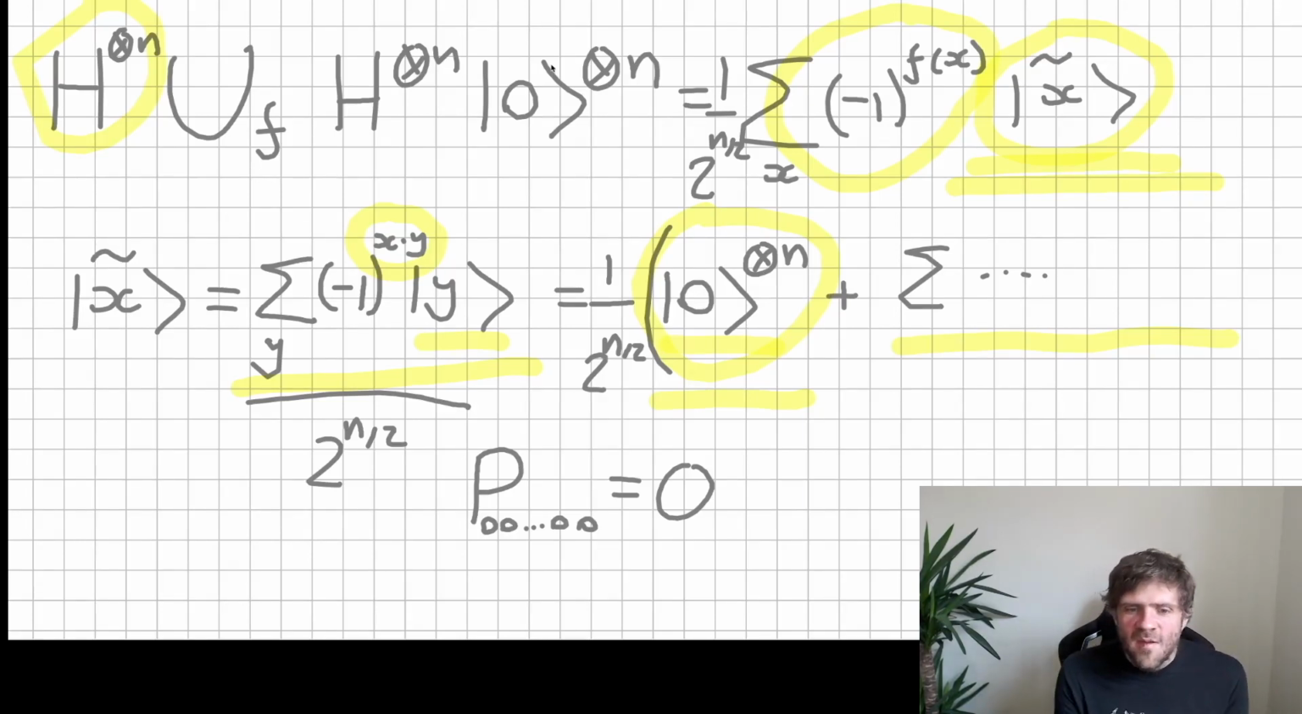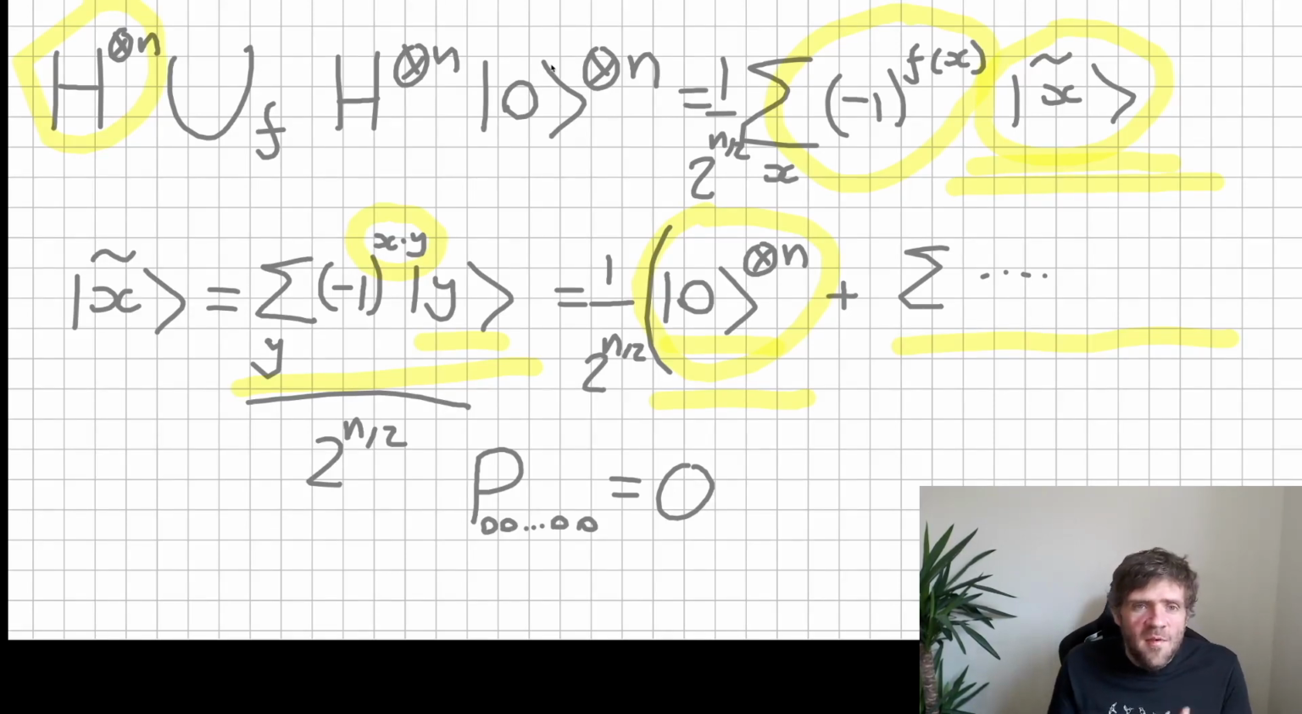It means that the probability of getting the all zero state is destructively interfered away. So we have two extremes. In the constant case, the probability of getting the all zero state is 1. We're definitely going to get the all zero state. In the balanced case, the probability of getting the all zero state is 0.